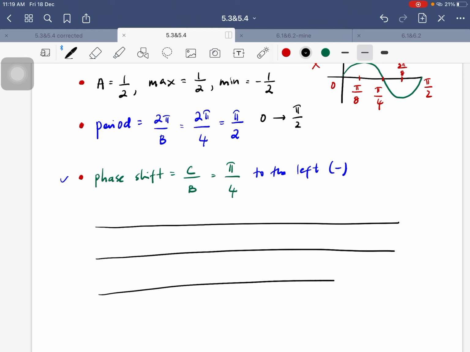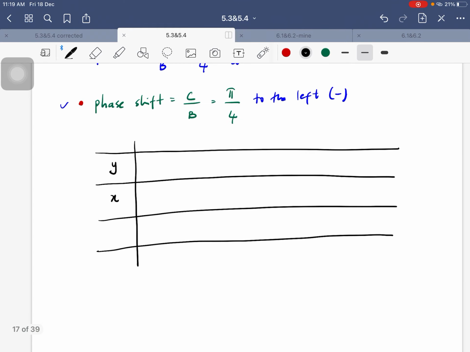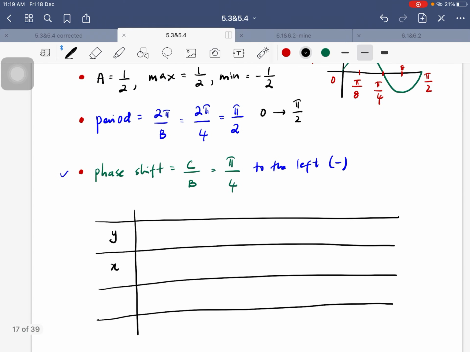If you couldn't imagine things, simply draw the table. If you could imagine that from the graph itself, then there's no need to draw the table. So let me put it here, y. This is x, which is going to shift. What operation is going to be done? It's going to shift to the left. So my x value is going to minus pi over 4, because everything is going to be minus pi over 4 and move to the left.